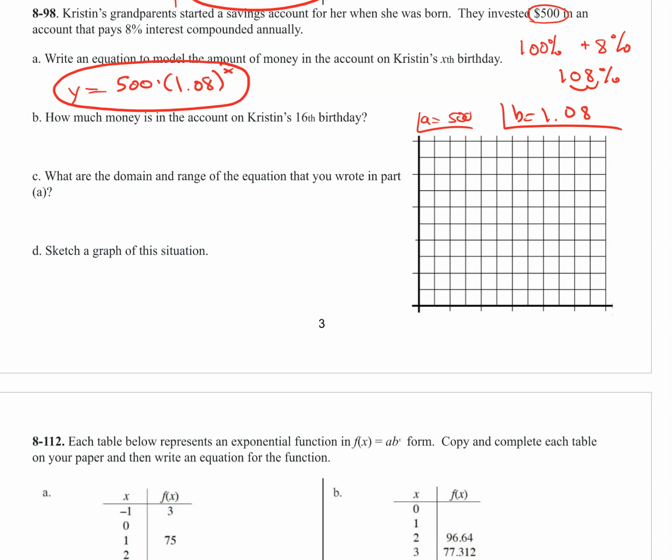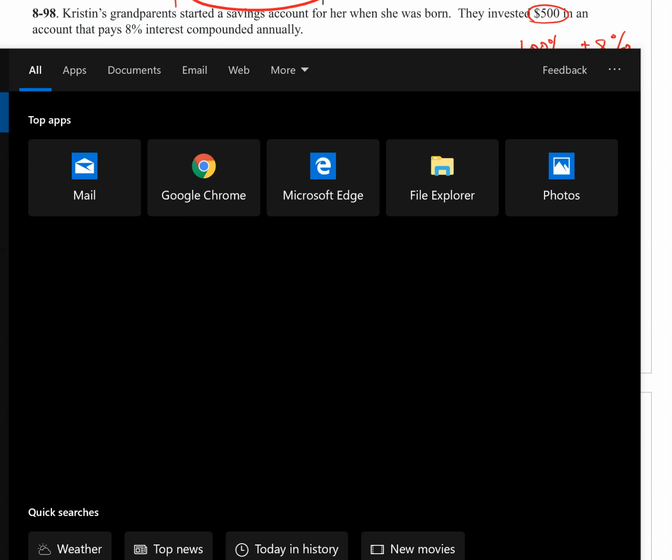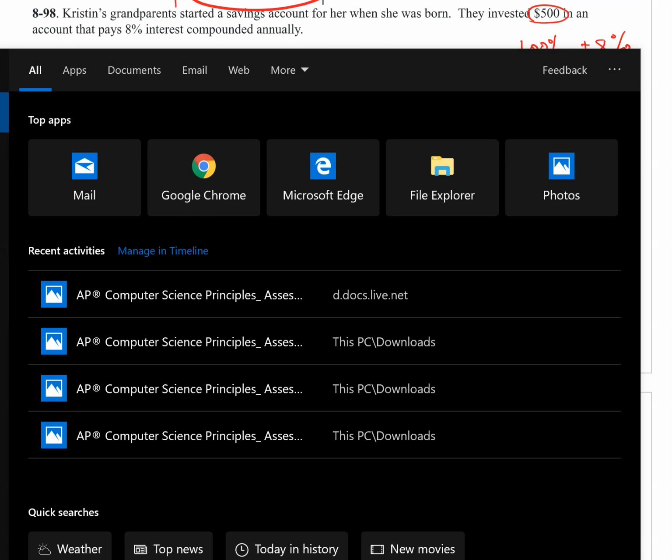All right, so it says the amount of money in the account on Kristen's 8th birthday. So X is the number of years. So for example, if it's her 16th birthday, then X equals 16. So we take our equation and we leave everything the same except we replace X with 16. 500 times 1.08 raised to the power 16. All right, let's get the calculator on this.